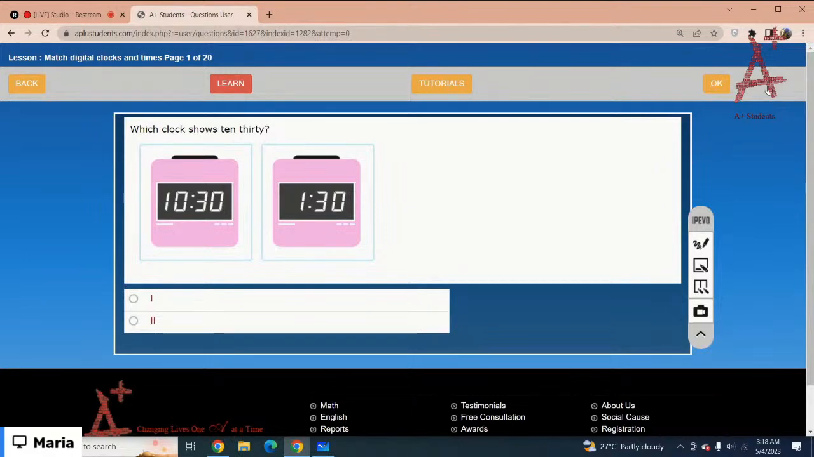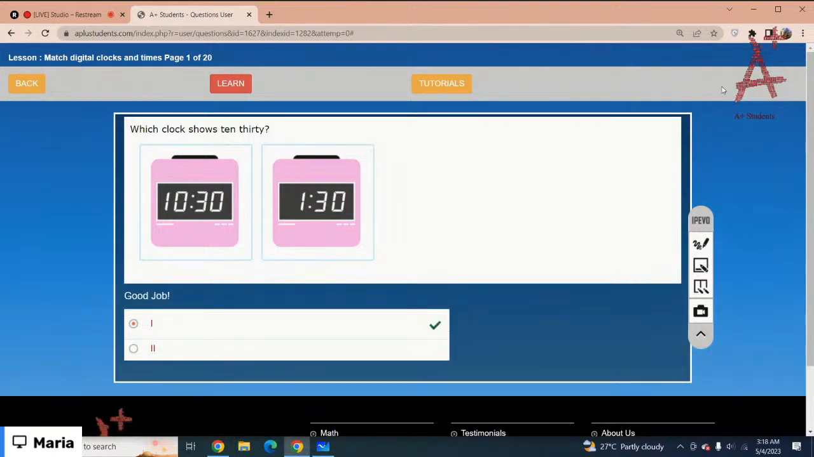Yes, the first one shows 10:30. 10:30 means 10 hours and 30 minutes. So here you can see this one shows the hours and this one shows the minutes, so it would be 10 hours 30 minutes. Got it?